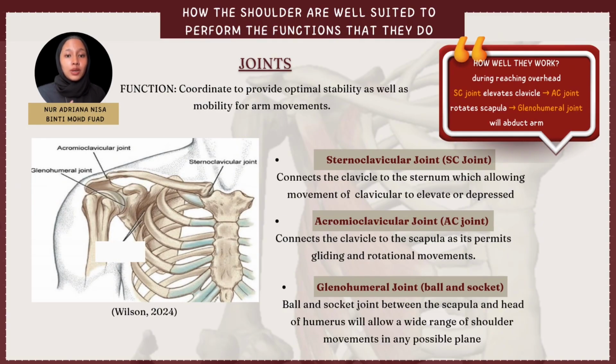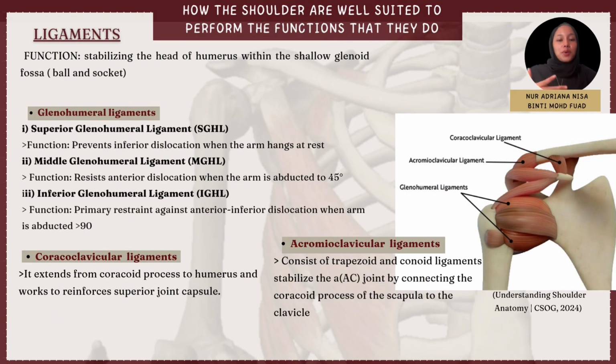Firstly, the movement begins with the AC joint, which will elevate the clavicle. It is followed by rotation of the scapula at the AC joint itself. And finally, the glenohumeral joint will abduct the arm, completing the motion smoothly. So we are already at the end of this part.